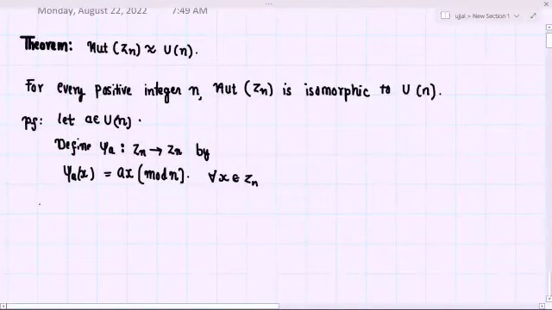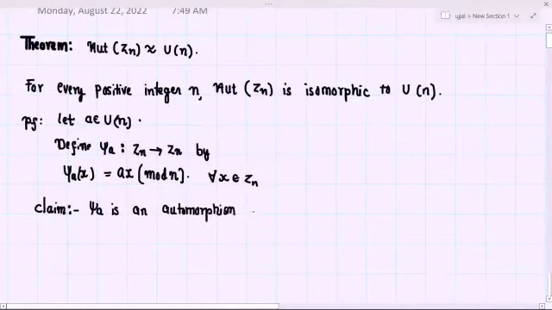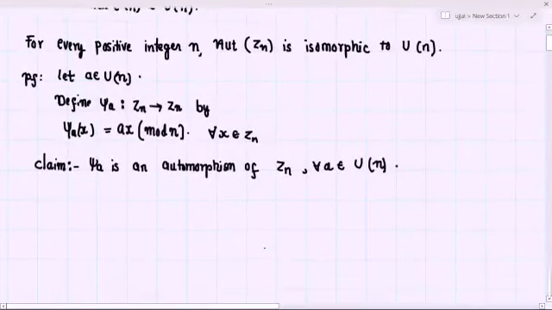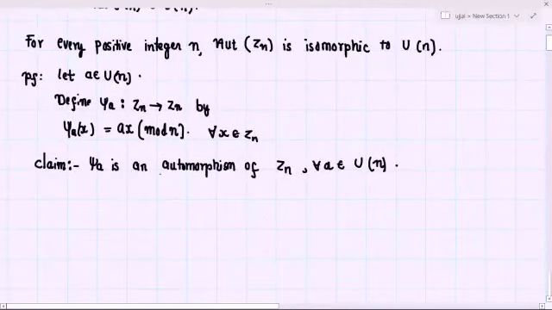Now let us show that psi a is 1-1. But before that, what is our claim? Let us look into that. Our claim is that psi a is an automorphism of Zn for all a in Un. So for all a in Un, psi a, which we have defined like this, is an automorphism of Zn. This is our claim. Psi a, which is a map from Zn to Zn, is in fact 1-1, onto and operation preserving. It is a function, that we already observed. Now let us show that psi a is 1-1.